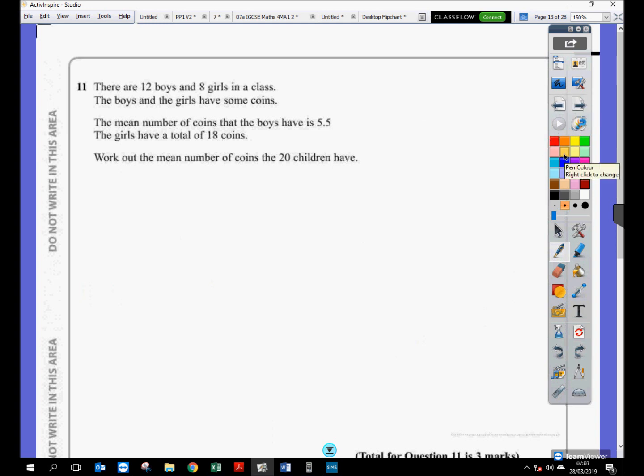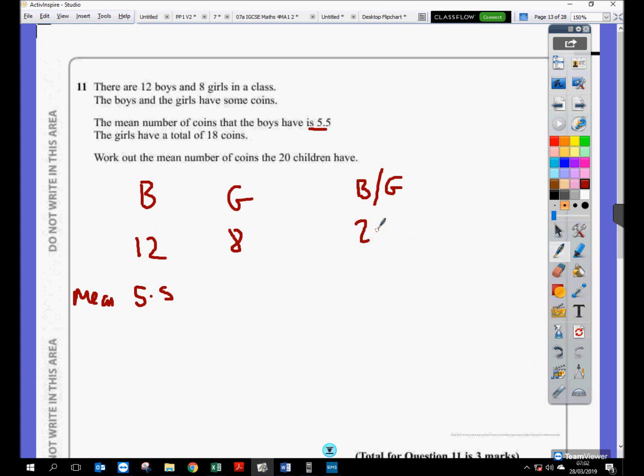Okay, so a combined mean question. 12 boys and 8 girls in a class. The boys and girls have some coins. The mean number of coins that the boys have is 5.5. So we have boys and girls, and then boys and girls combined. 12 boys, 8 girls, that means there are 20 children in the class.